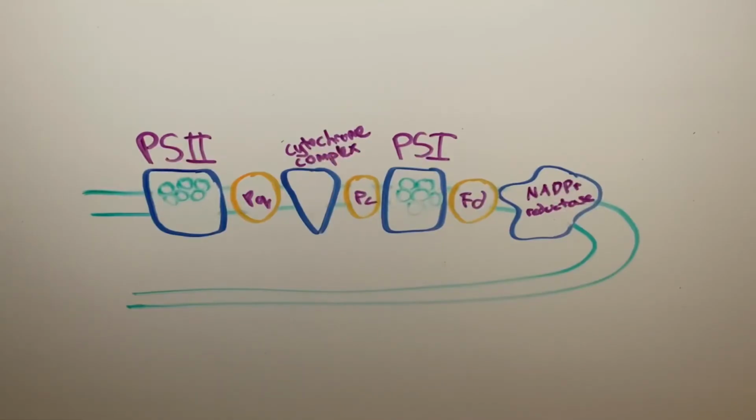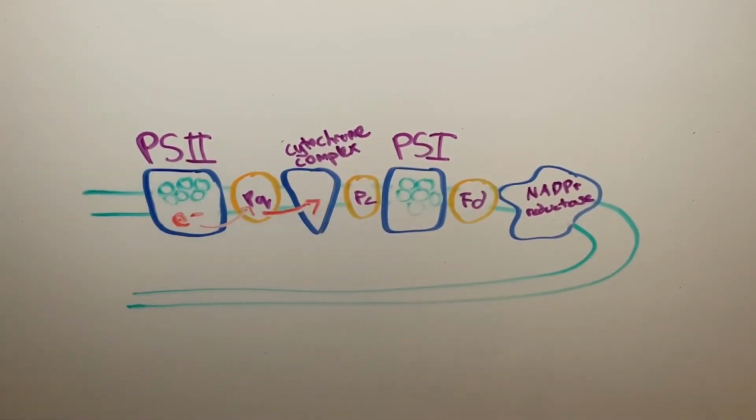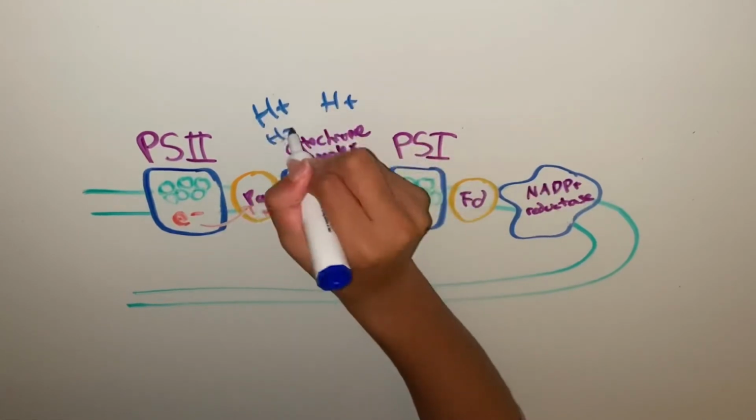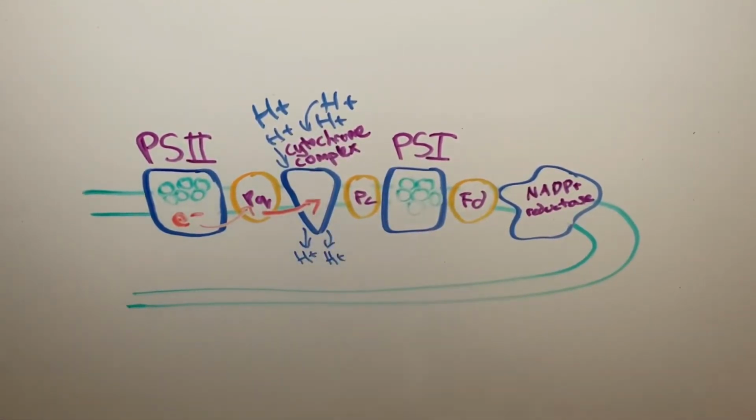This starts when photons hit photosystem 2, exciting the 2 electrons in chlorophyll P680, transferred to the plastoquinone or the PQ, an electron carrier. Then they are transferred to the cytochrome complex, which uses the energy from the electron to pump 4 hydrogen ions from the stroma to the lumen.